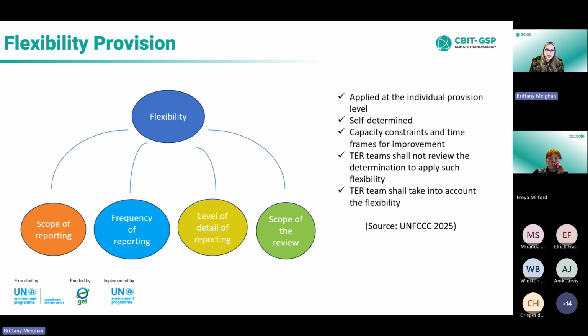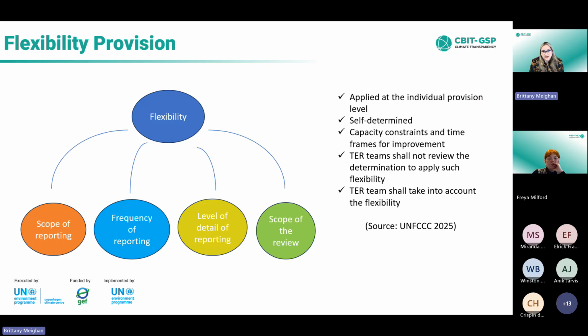The frequency of reporting. So you have developing country parties, and especially SIDS and LDCs who have this discretion to report at their discretion. So this is a flexibility that's specifically for SIDS and LDCs in the event of not being able to submit at the 2-year interval starting from 2024. The level of detail of reporting, this is especially in the greenhouse gas inventory and the NDC tracking chapters, and then the scope of the review.